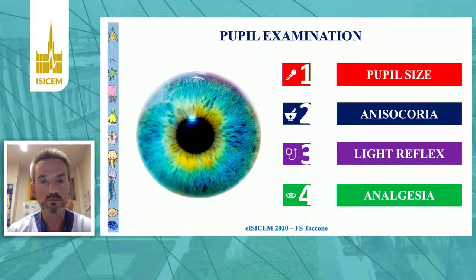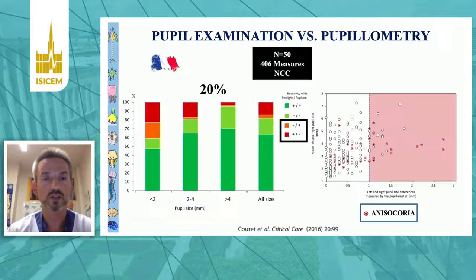What we do in practice is looking at size, anisocoria, looking at right reflex, but all these parameters are assessed in terms of quality. Pupillary size is imprecise, anisocoria is probably yes, and right reflex is present or absent. It's not a quantitative analysis. The pupillometry allows a quantitative assessment of pupillary function.